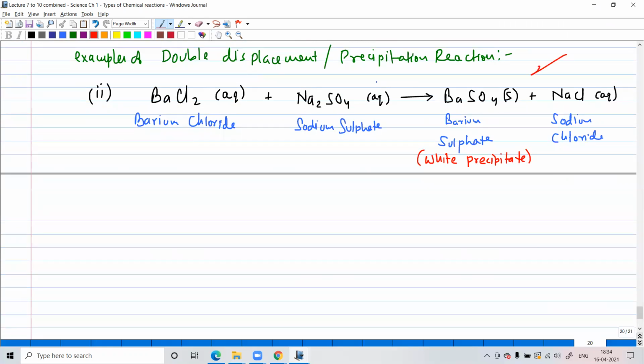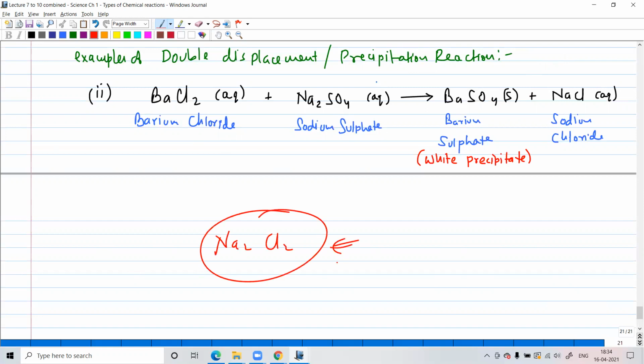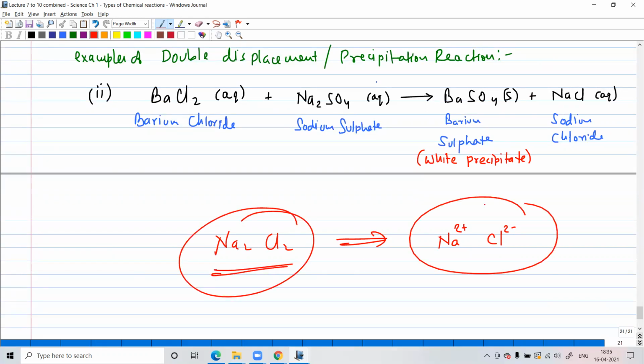So that's why this is also an example of a precipitation reaction, along with being an example of a double displacement. Okay, now, Kavya, you were saying you were writing Na2 and Cl2 like this, or you were writing Na2 plus and Cl2 minus, something like this in your previous class. What did you see? Did you see something like this or this? Do you recall?